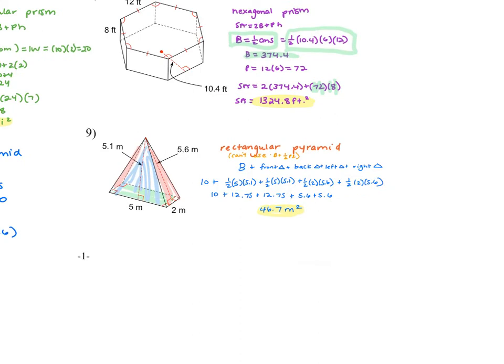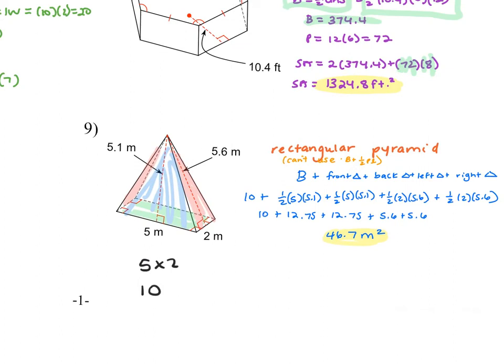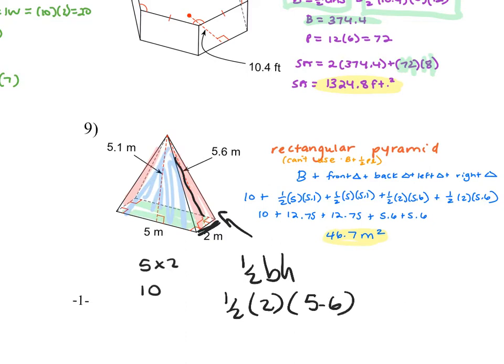Okay, all right, so what you're going to do is first find the area of the base. So the area of the base is 5 times 2, so that's 10. Next, what I need to do is find the area of, say, this red triangle here. The red triangle has a base of 2 and a height of 5.6. The formula for the area of a triangle is 1/2 base times height. So 1/2, 2 times 5.6.